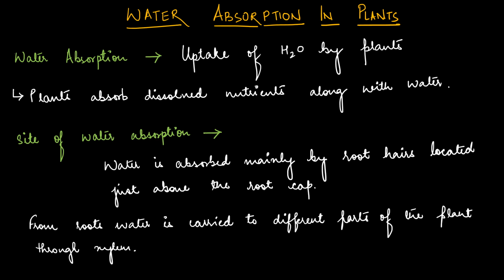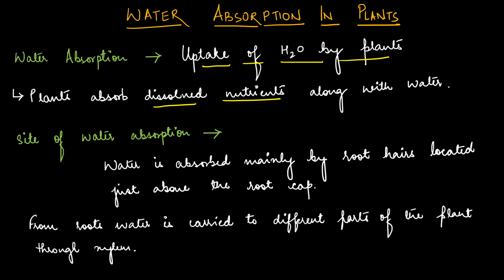Today we are going to discuss water absorption in plants. If we define water absorption, it is basically the uptake of water by plants. The mechanism of uptake of water by plants, we call water absorption, right? Along with water, there are certain dissolved nutrients or minerals which get mixed with water, and as a whole, the plants absorb it, right? And this uptake of water by plants, we call absorption in plants, right?